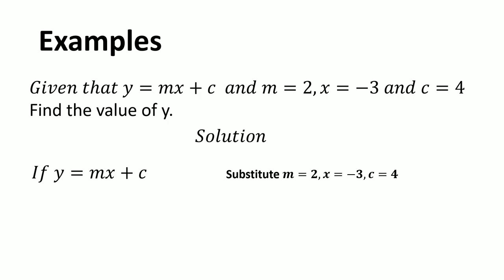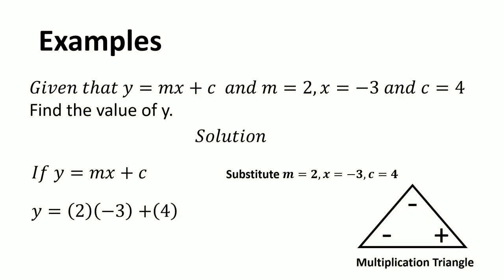So now we are going to substitute these values in the given equation, so that we would have y equals 2 times negative 3. Keep in mind that mx means m multiplied by x. So when we replace m with 2 and we replace x with negative 3, the effect will be 2 times negative 3. Now we need to add c, but the value of c given is 4, so we need to add 4. Now let us use our multiplication triangle, and here I would urge you to review the video on integers to help you recall the next step.